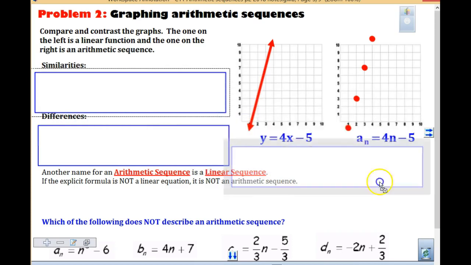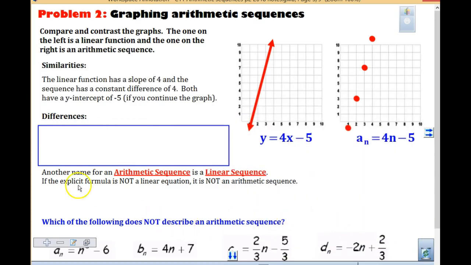So what is similar about both of these? If you're going to write this down, a linear function and the sequence both have slopes of 4. The sequence has a constant difference of 4, so we call them different things. And they both have that y-intercept of negative 5. They also both have the point at 1, negative 1.